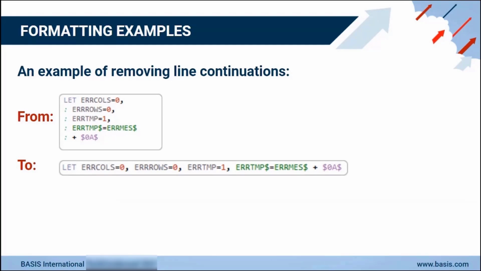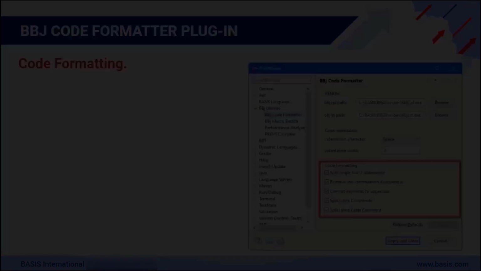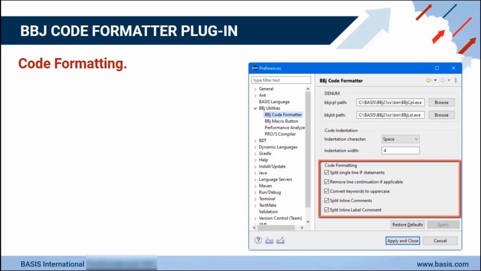If, for example, you had the from code in your BBJ code editor that had 5 lines that were actually 4 continuations of the first line, once you have invoked the BBJ code formatter plugin, you would end up with a single line as specified in the to box at the bottom. To continue in the code formatting section, let's look at the rest of those options there.